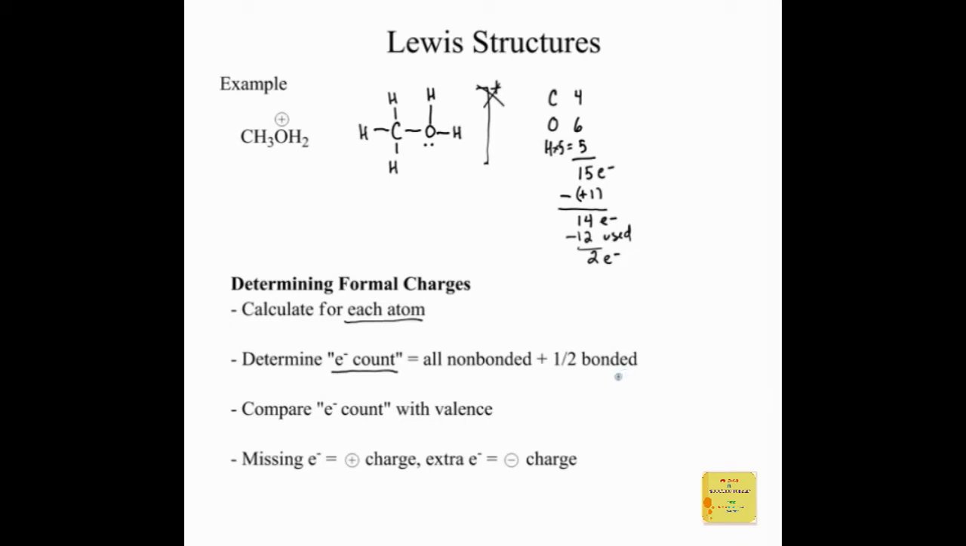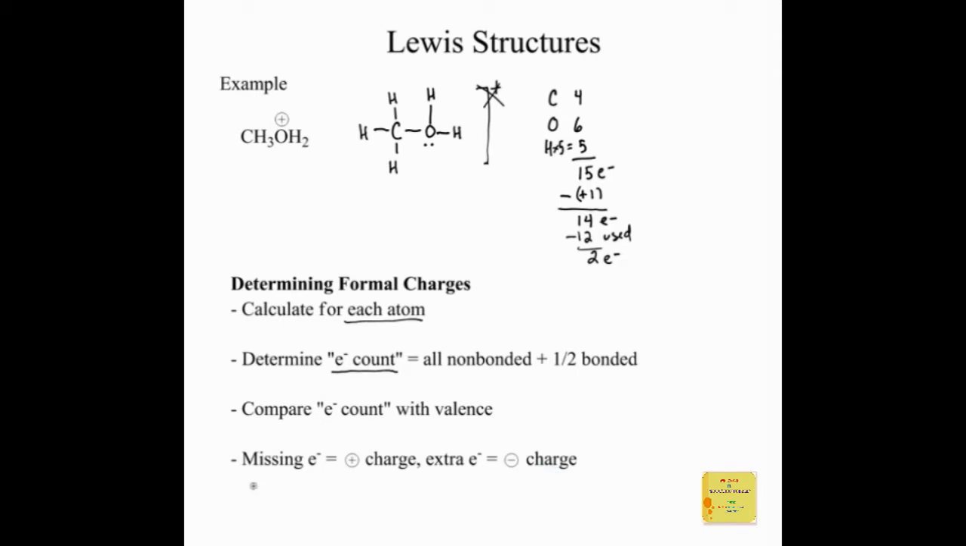And we're going to compare that electron count with the valence electrons. If we find that we're missing an electron, that means we have a plus charge. And if we find that we have an extra electron, that means we have a minus charge. So let's look at an example.